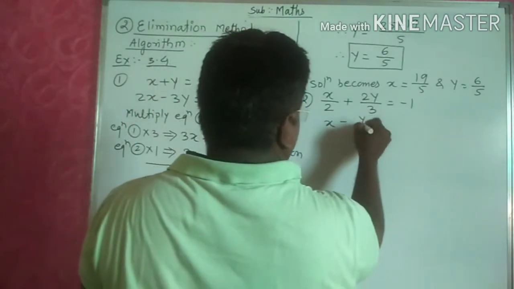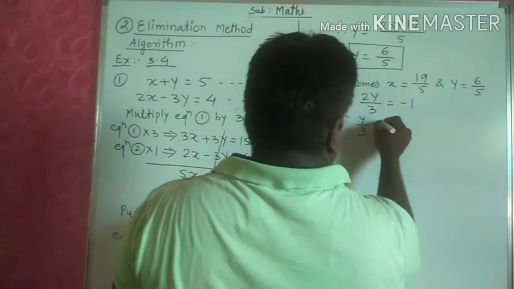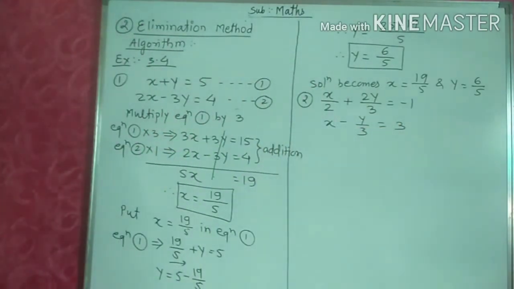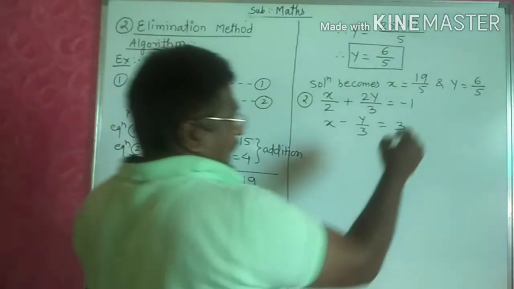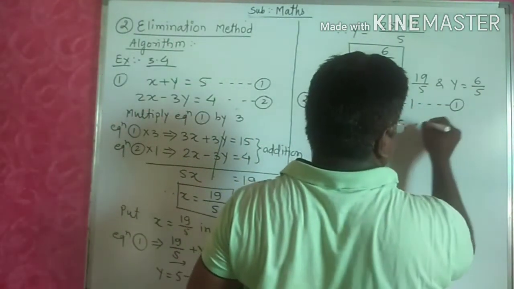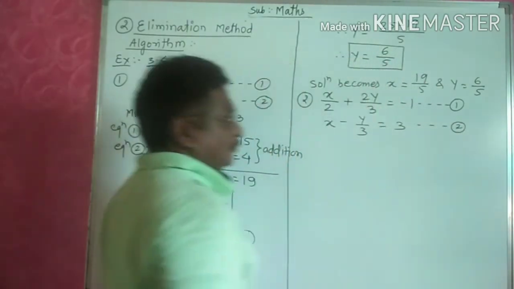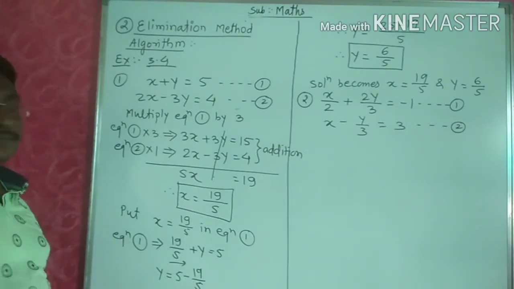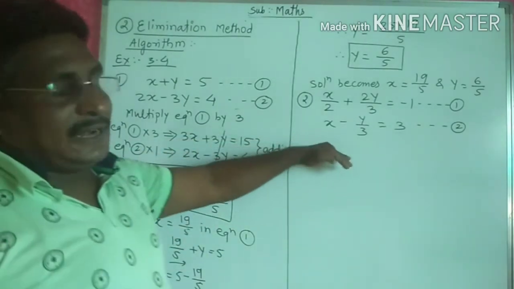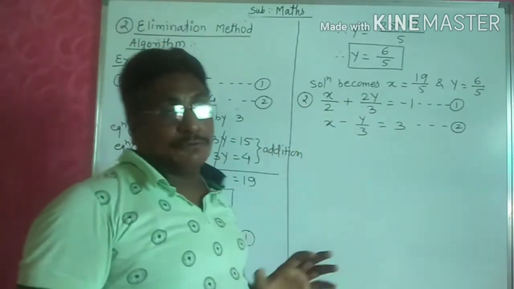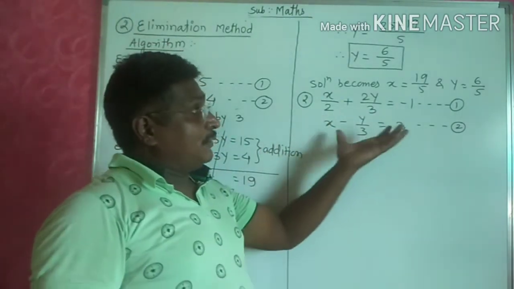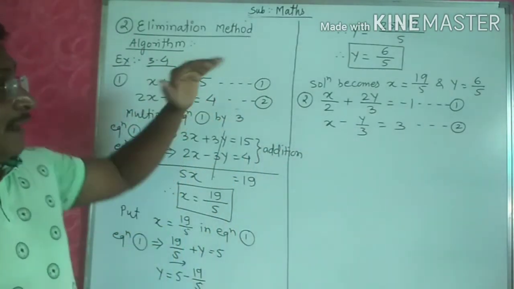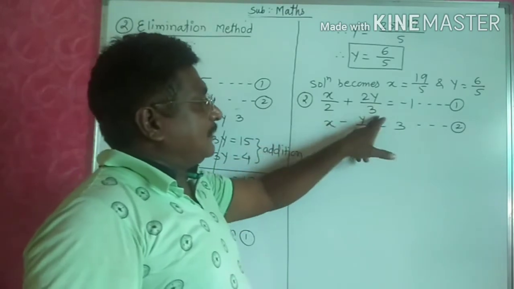x minus y by 3 equals 3. So this equation. Now here we will give equation number 1, equation number 2. But here, see, it is in fractions. If the equations are in fractions, then it is difficult to solve. So what has to be done? We have to remove the denominators. How to remove the denominators?